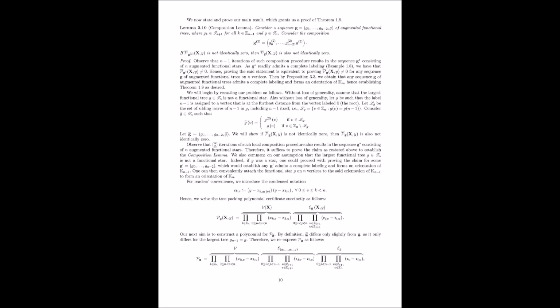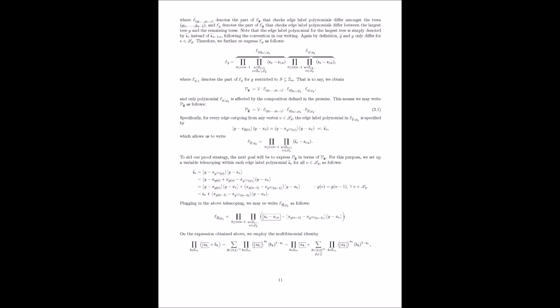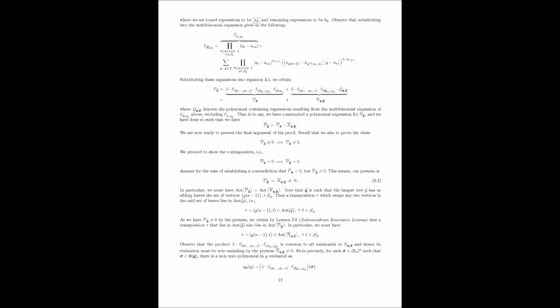Vertex 1 connects to vertex 2, and vertex 2 connects to both 3 and 4. Okay, I'm picturing it kind of like a lopsided Y. Perfect. So let's say we want to use the composition lemma to change this tree a little. We can take vertex 4 and graft it onto vertex 3 instead. So instead of vertex 4 connecting directly to vertex 2, it would now be hanging off of vertex 3.